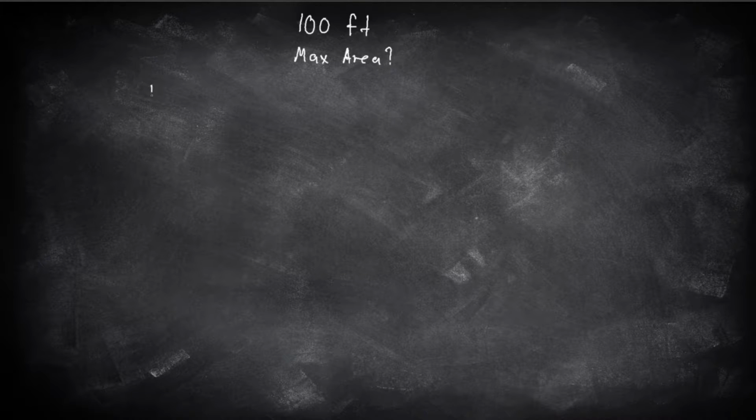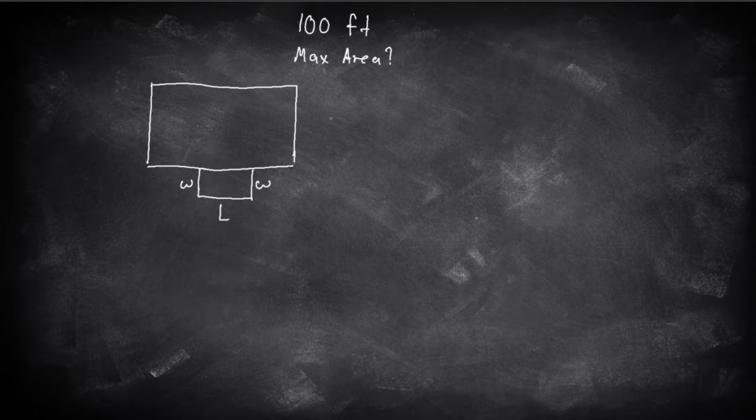Well, let's say we have a house, and let's say we have a fence along that house. So something like this. And it's rectangular, so that means this length is the same as this length, and that means this length, we'll just call it L. So since they have 100 feet of fencing, that means 2W plus L is 100.